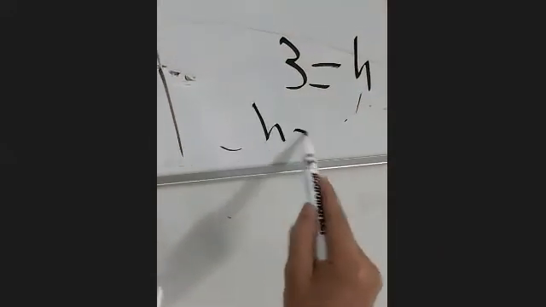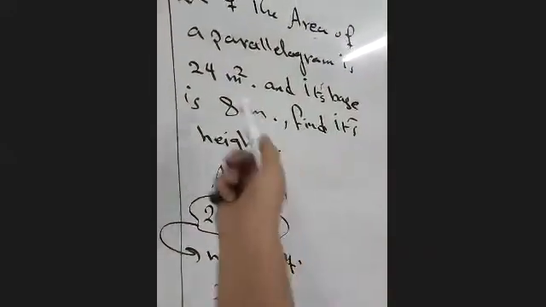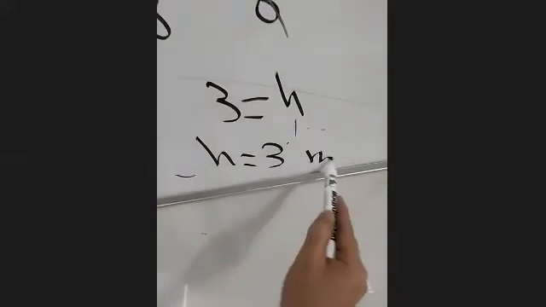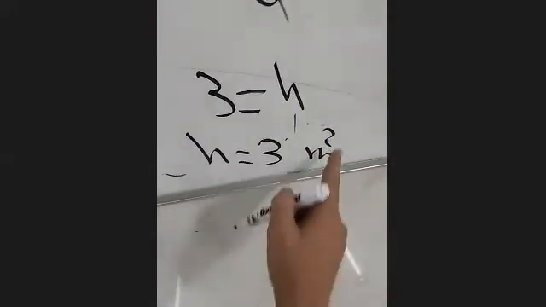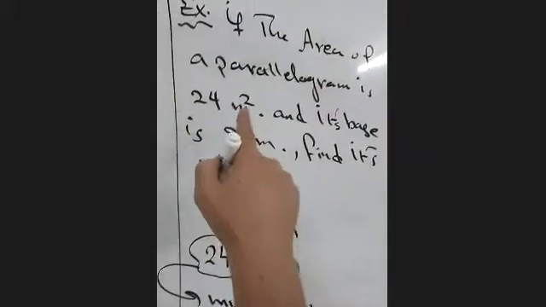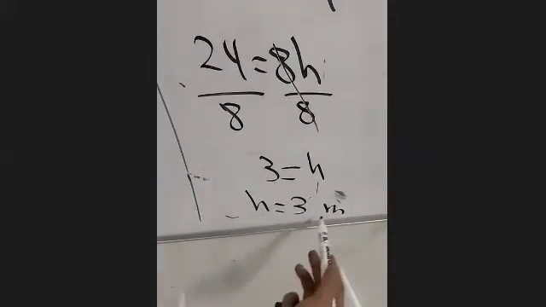So h is how much? 3. 3 what? 3 of the same unit. The units are meter, so I put meter. Not meter power 2, no. It's height, not area. The area only is power 2, but the height, no. So the height here is 3 meters.